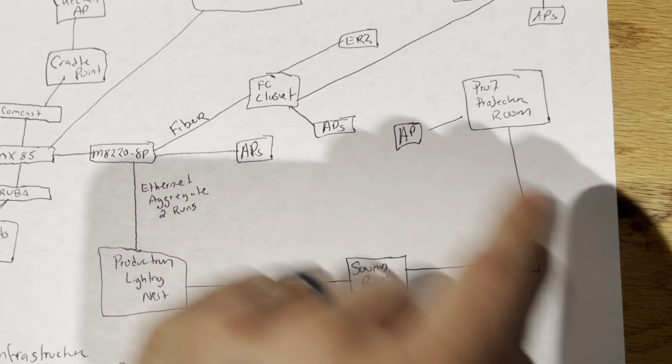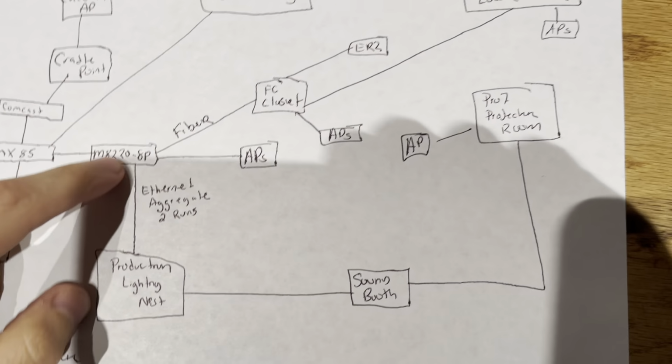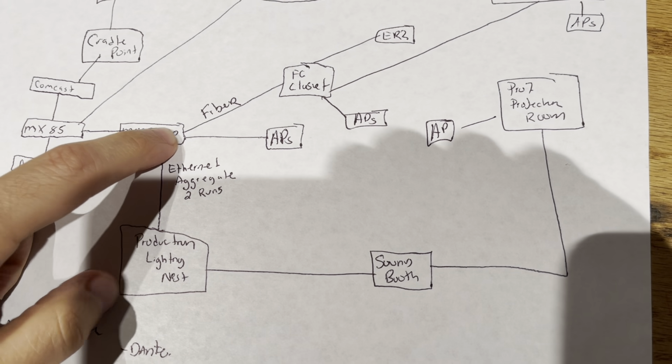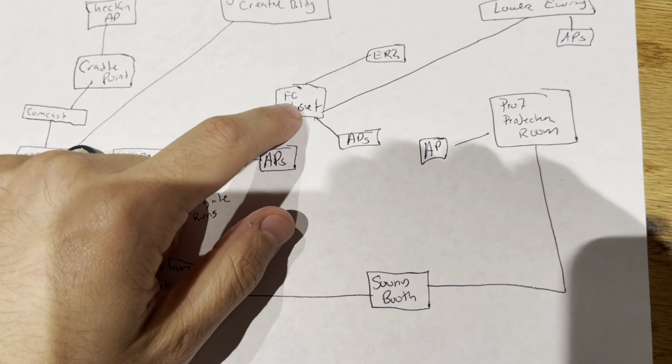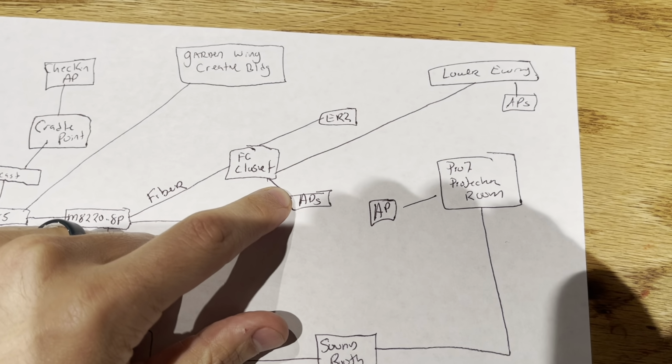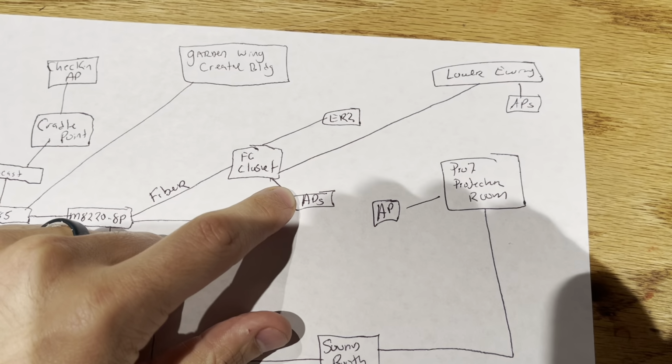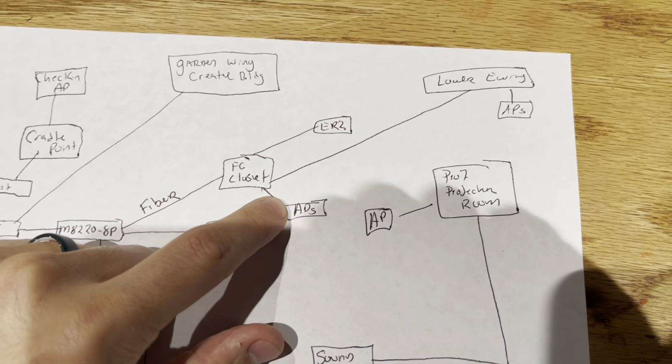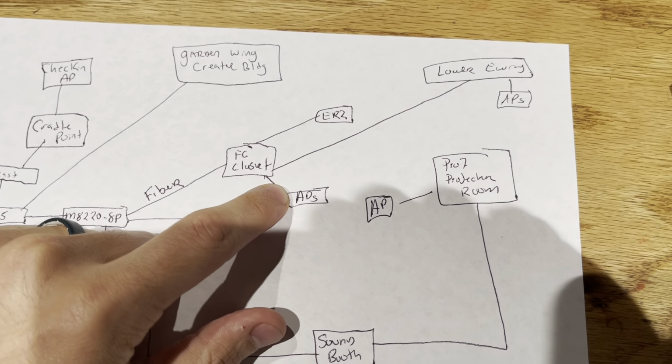So the production, I said, has 1, and then there's also a fiber that runs from the MS220 to the family center closet. That's a fiber run. From here, a couple things are happening. There's a couple APs, C-Wing, family center, lobby, are all connected there as access points.